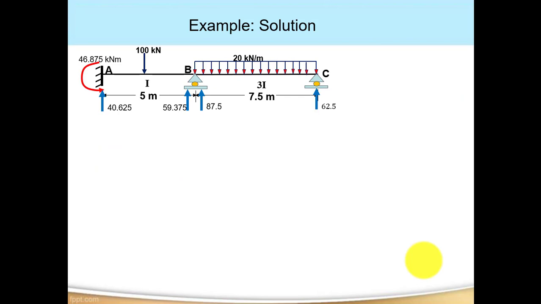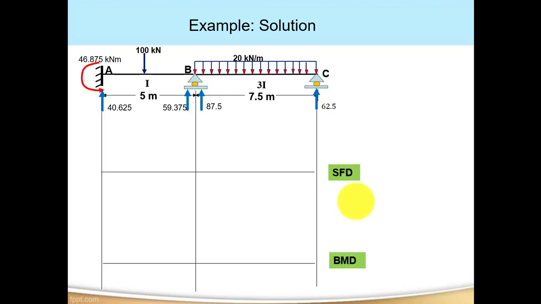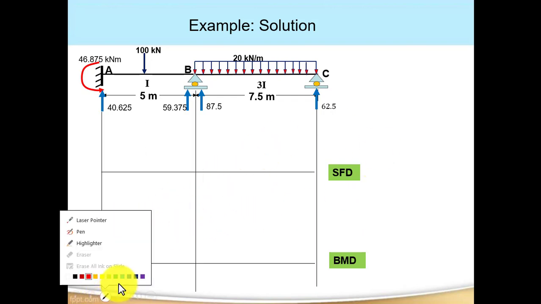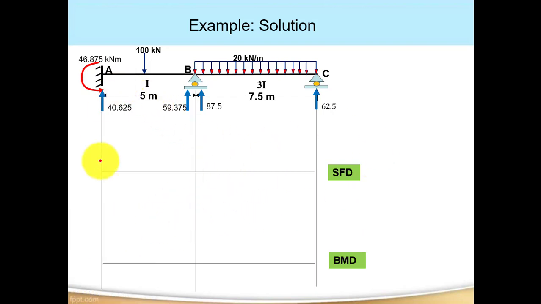Finally, we can draw the shear force and bending moment diagrams using the area method. Okay, you can use the section method, however the process is long. Therefore, we're going to use the area method. Now, to do that, first the shear force and bending moment diagram, area method. Okay, therefore, let us start drawing the shear force diagram.